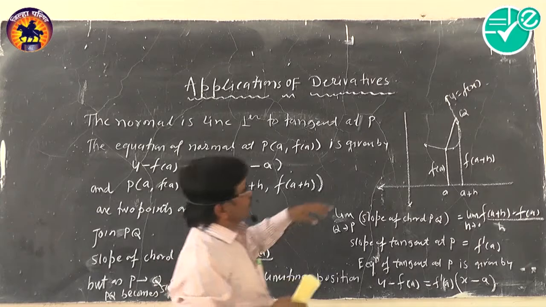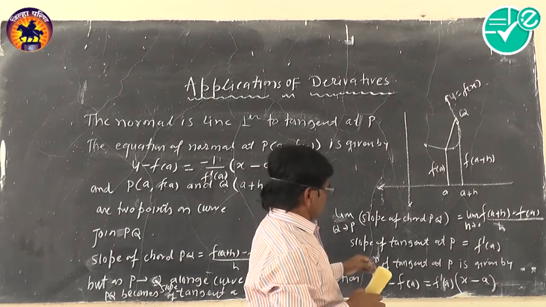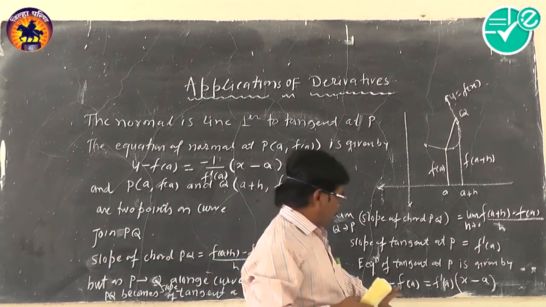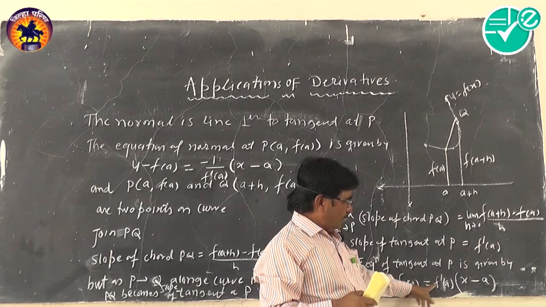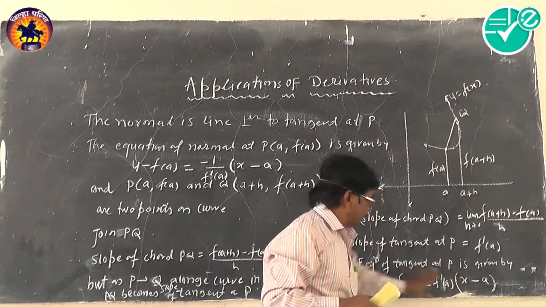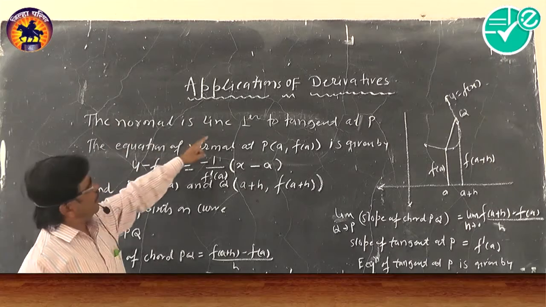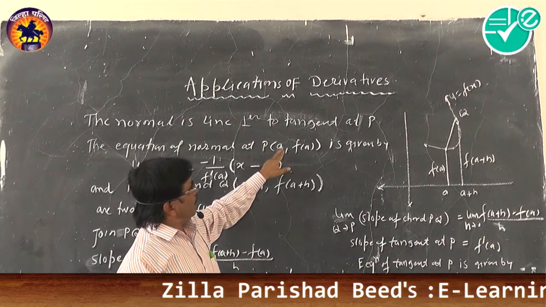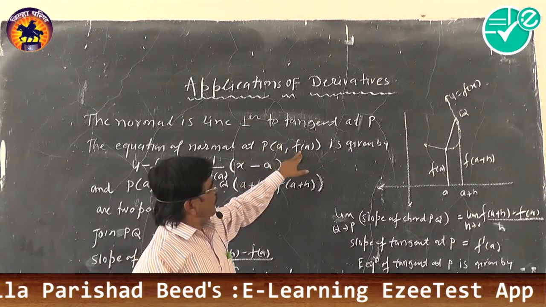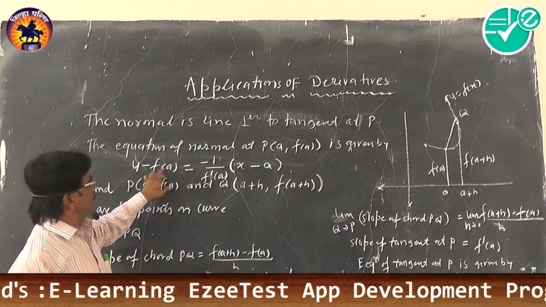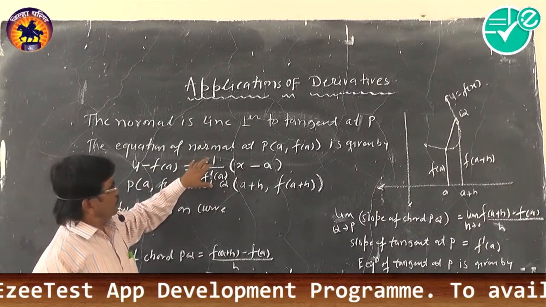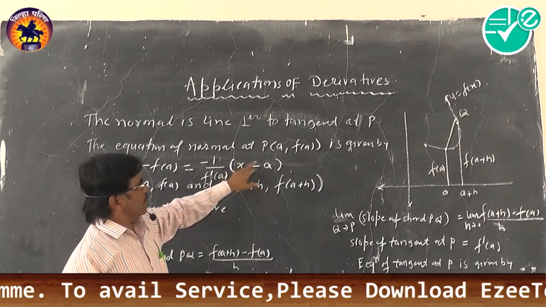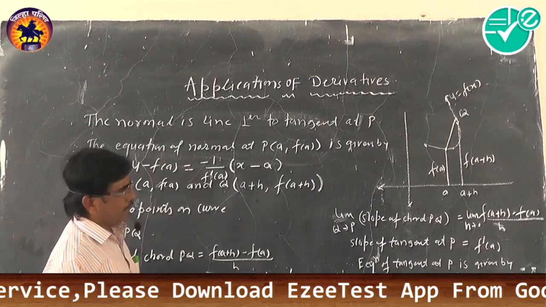Means if you differentiate the given curve at a given point, that gives the slope of the tangent at that point, and we can write the equation by using the slope point form: y minus f of A is equal to f dash of A into x minus A. This is the equation of tangent, and normal is the line perpendicular to the tangent at P. Therefore, the equation of the normal at the point P(A, f(A)) is given by y minus f of A is equal to minus 1 upon f dash of A, which is the slope of normal, into x minus A. This is the equation of normal at the point P.